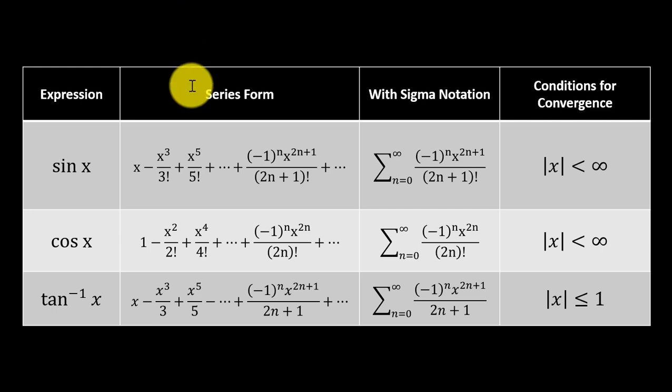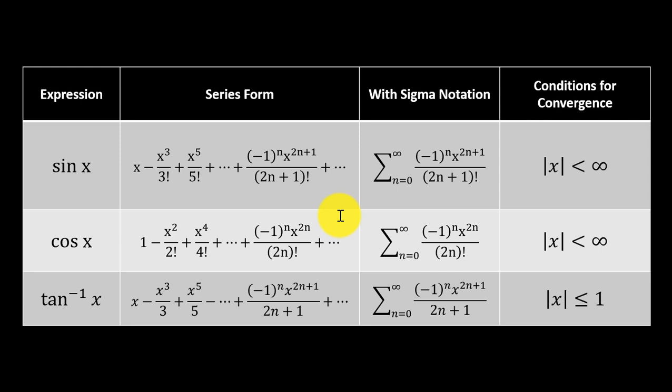So sine of x, which is going to have all odd powers and odd factorials. So x minus x cubed over 3 factorial plus x to the 5th over 5 factorial. So this is just going to be all odd numbers and alternating in sign, versus cosine of x is all even numbers. And so this is going to be 1 minus x squared over 2 factorial plus x to the 4th over 4 factorial, so on and so forth.